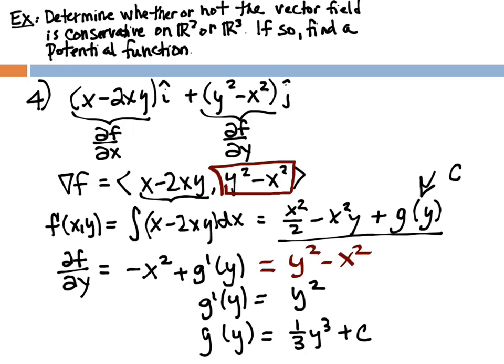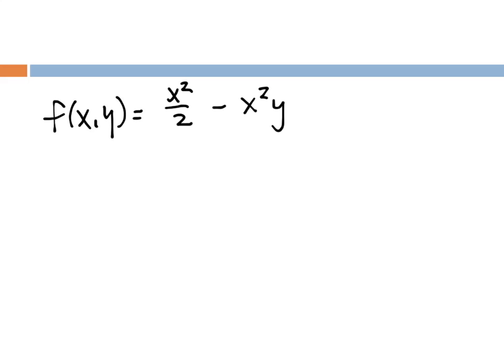So what does that tell me? Well, it tells me this function that I almost found completely up here is right, except the g of y that goes in the end is one third y cubed plus c. So I've now run out of space officially over here. I had f of x, y, I had the x squared over 2, I had minus x squared y, and then in place of the g of y at the end, I have one third y cubed plus c.